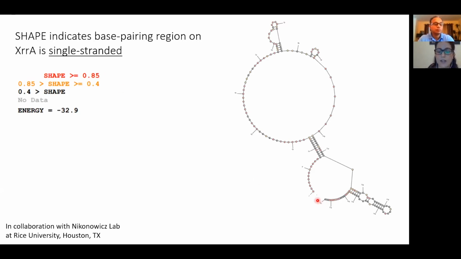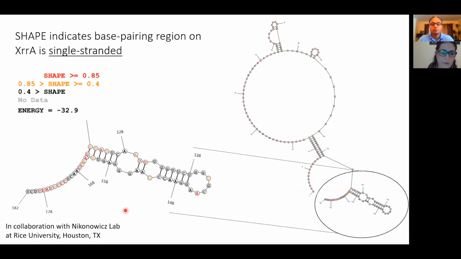And then you can take all that data and fit it through a folding prediction model again, and then obtain kind of an experimentally informed structure instead of just a prediction. And so looking more carefully here at this region that is predicted to interact with NHA1, we see that it is in fact predicted to be single-stranded. And so it's most likely available for interaction and base pairing.